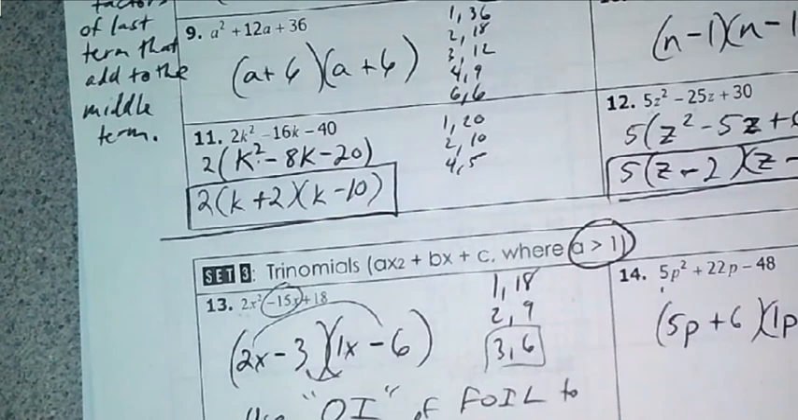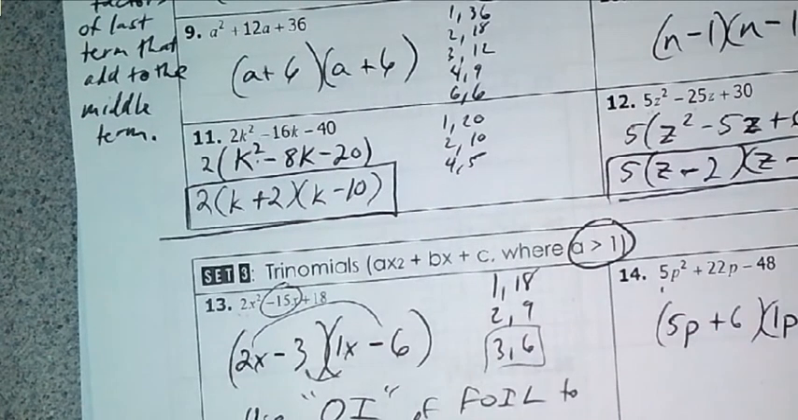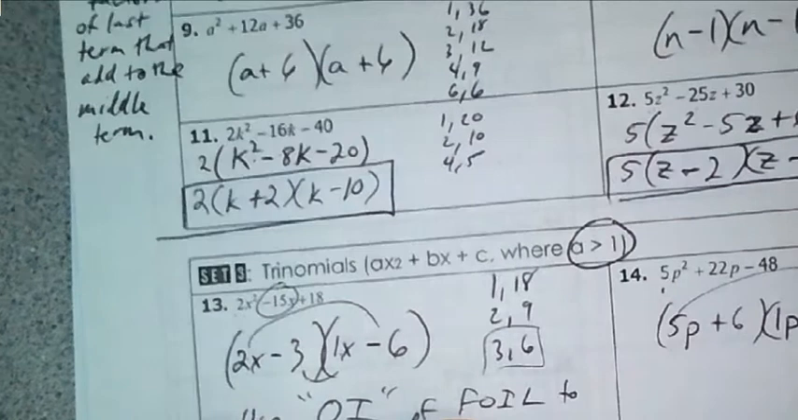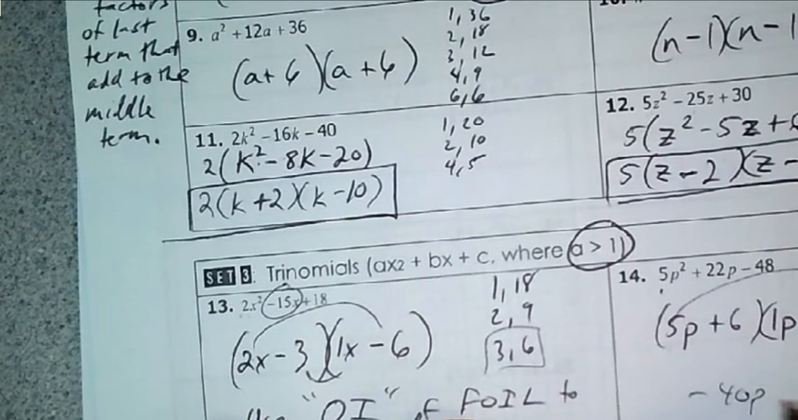Now, if you want to test it as you're putting them in, that's fine. But I like to just throw them in there, then check it, and then rearrange. So, let's check it. Outside will be negative 40p. Inside will be positive 6p.